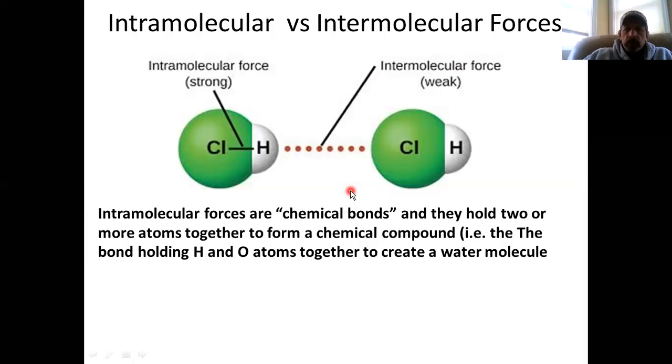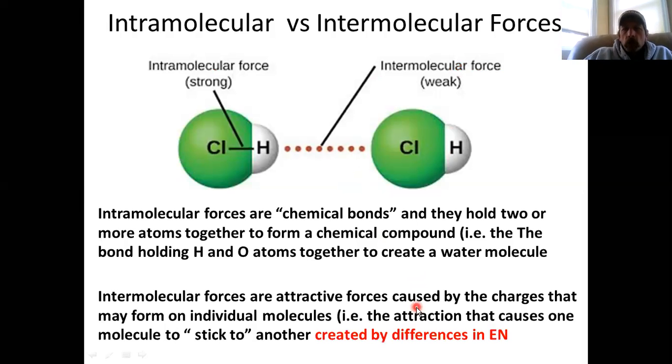So there's a difference between intramolecular, which are chemical bonds that hold the atoms together. Intermolecular forces are attractive force that would allow one molecule to attract itself to another. And if we have polarity, we have what we call intermolecular forces.